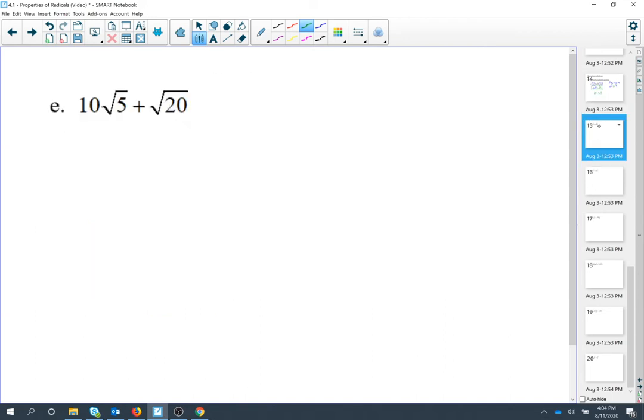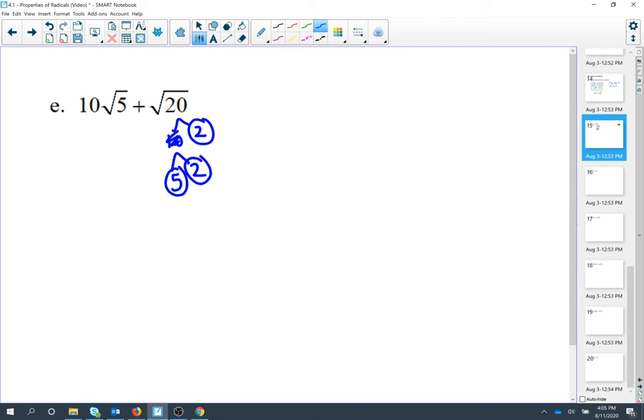Let's try again. Letter E, 10 root 5 plus root 20. Now, we just had a conversation about like terms, and I'm looking at 10 root 5 plus root 20 going, well, those aren't like terms, I can't add them together. But then I'm looking at root 20 going, but I wonder if that is simplified. So let's go to 20 and break it down. 10 times 2, circle the 2. 10 is 5 times 2, circle the 2, circle the 5.